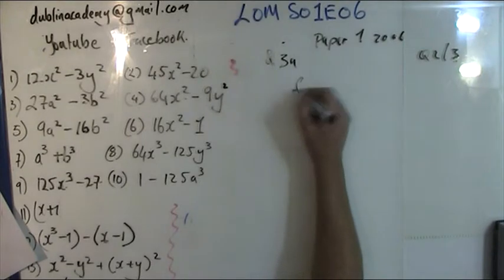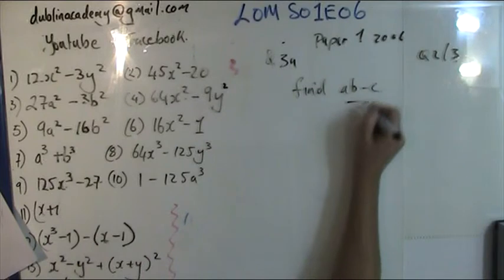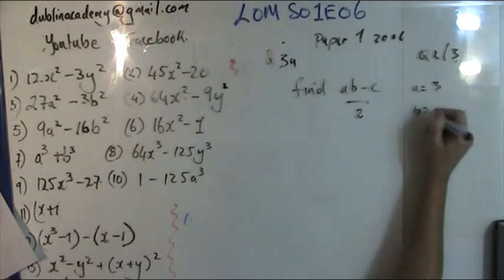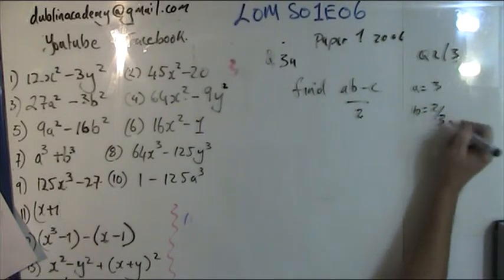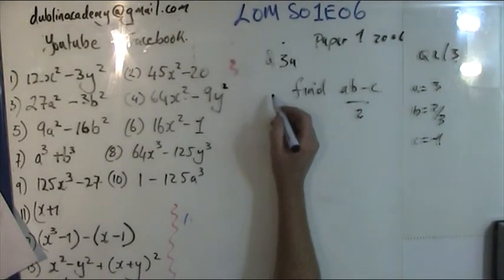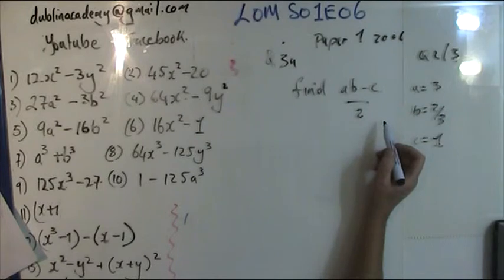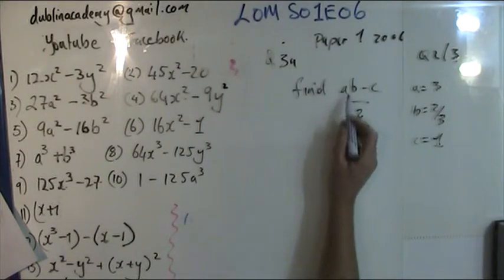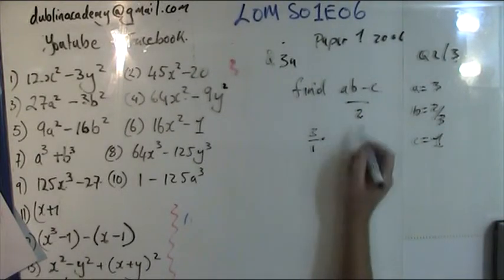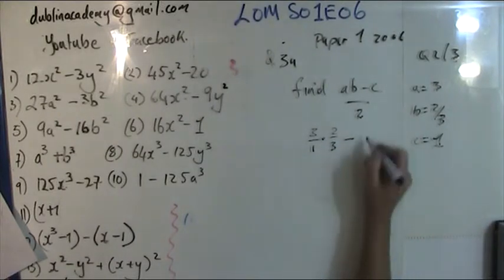So it says find AB minus C over 2, where A is equal to 3, B is equal to 2 over 3, and C is equal to 1. Now I'm looking at this question here, and I'm saying to myself, what am I going to do? I have to put these fractions in. Now you know that you have to know how to work these fractions. So I'm multiplying here, so remember I'm multiplying. So I just slot them in, 3 over 1 times B, 2 over 3, minus C, which is 1, all over 2.